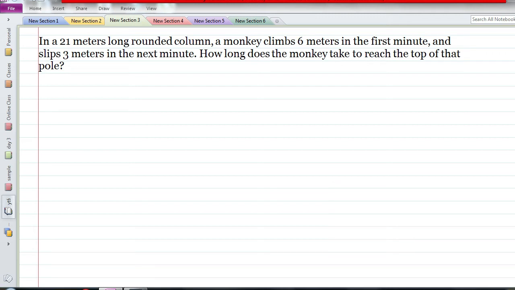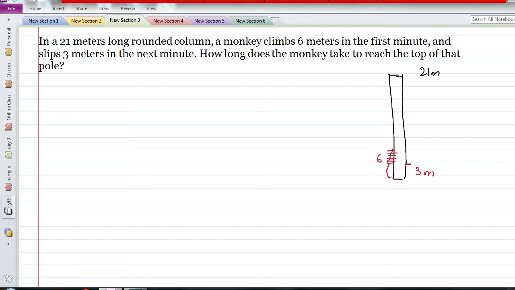Here there are 21 meters. Okay, so you have a pole. I draw a rough diagram here. So there is a pole and this entire length is 21 meters. Okay. Now a monkey climbs 6 meters. Okay, this is 6 meters, and then it slips 3 meters in the next minute. So this much it will slip in the next minute. So how much does it effectively climb after 2 minutes? Only 3 meters. Understood?